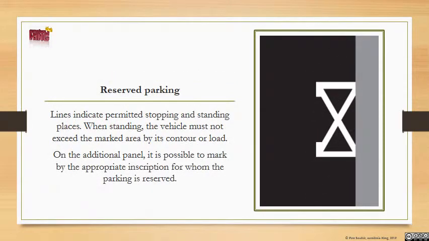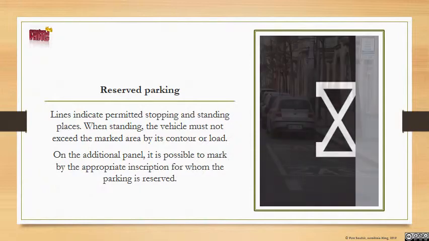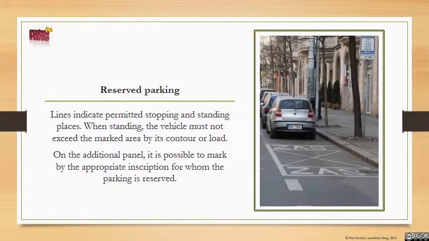Reserved parking lines indicate permitted stopping and standing places. When standing, the vehicle must not exceed the marked area by its contour or load. On the additional panel, it is possible to mark by the appropriate inscription for whom the parking is reserved.